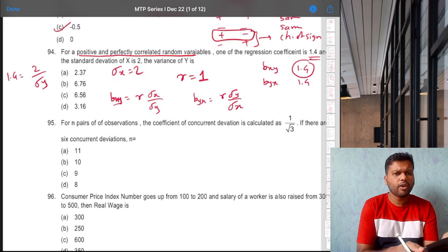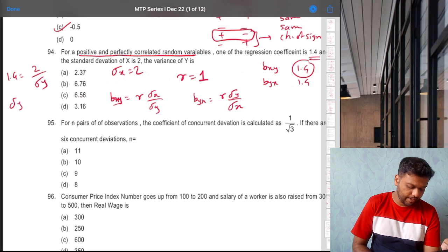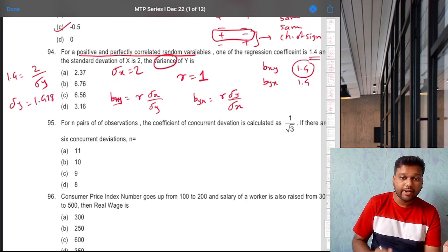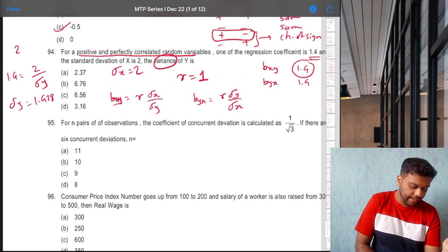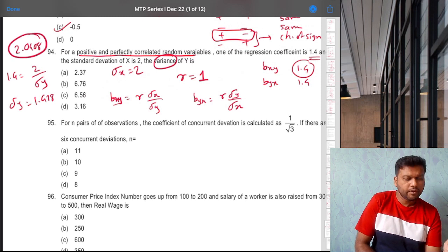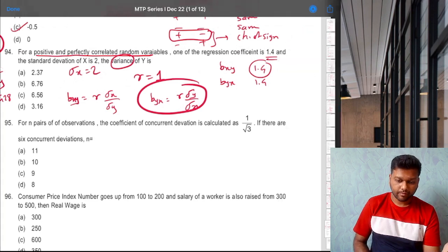If it is bxy, then 1.4 is r, which is 1, times sigma x upon sigma y. So sigma y will be 2 divided by 1.4, which is 1.428. They asked for variance, so the variance is the square of that, which is 2.0408. So in this way we get the answer 2.0408, which is not in the options. So let's ignore this and go to the second one.